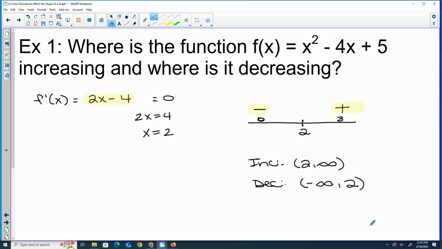Are the intervals going to change if it's not a vertical quadratic function?